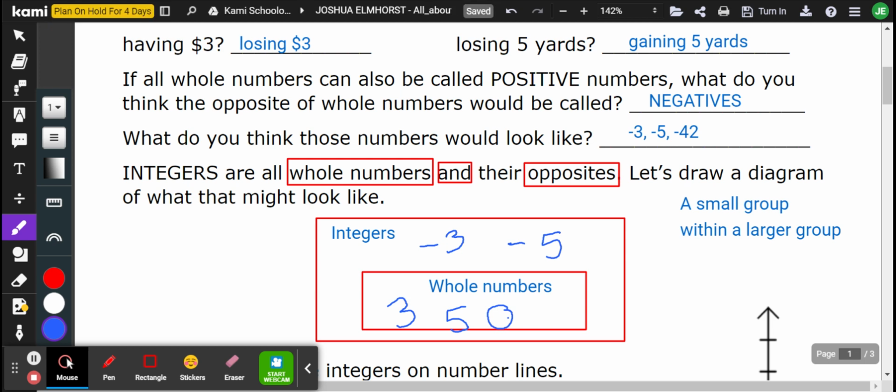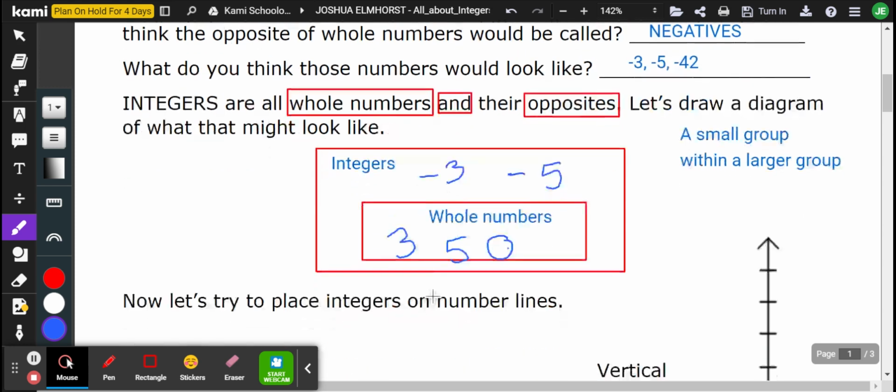So what is going on with this diagram? The smaller group within the larger group is representing just the positive numbers, but the positive numbers are also a part of the larger group of integers. So integers could be any of these, but the whole numbers are only going to be the positive numbers.